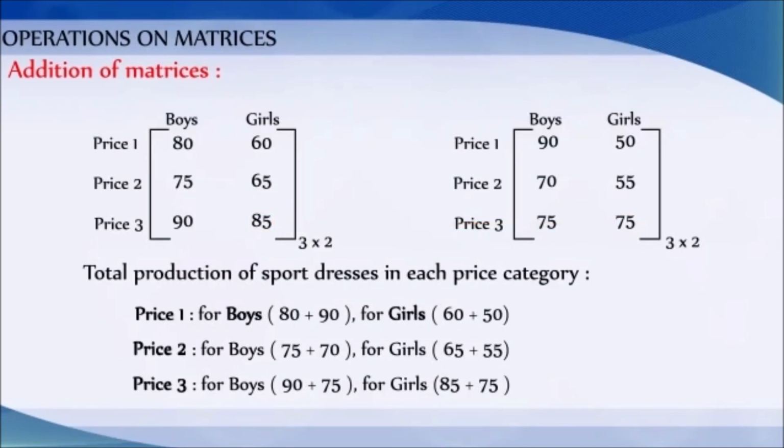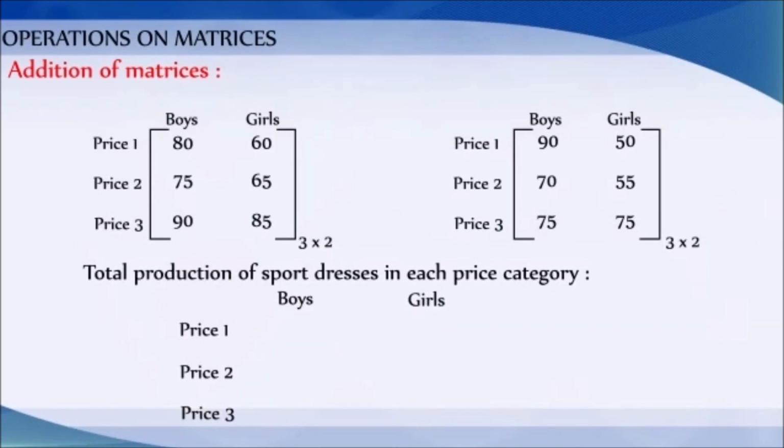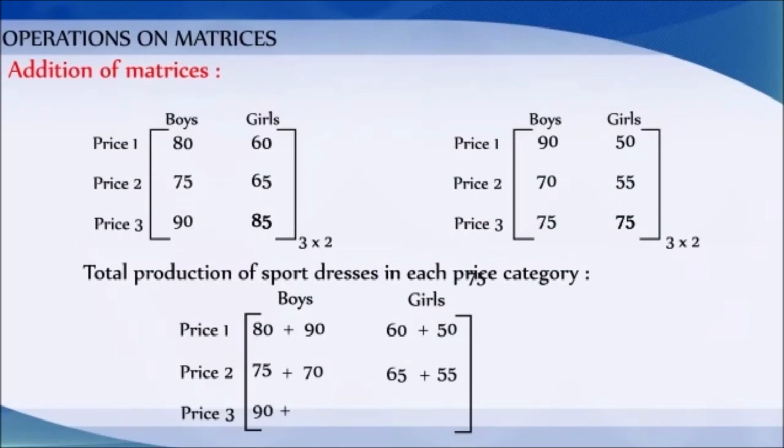This can be represented in matrix form, again taking boys and girls as rows and the categories as columns, as 80 plus 90, 60 plus 50, 75 plus 70, 65 plus 55, 90 plus 75, 85 plus 75. This new matrix is the sum of the above two matrices. We observe that the sum of two matrices is a matrix obtained by adding the corresponding elements of the given matrices.